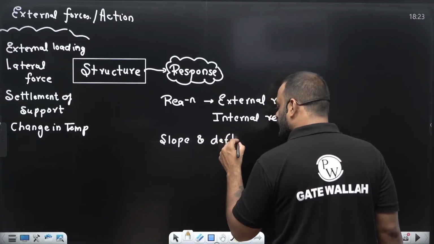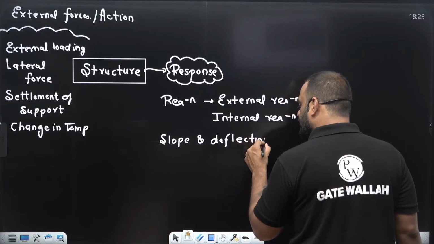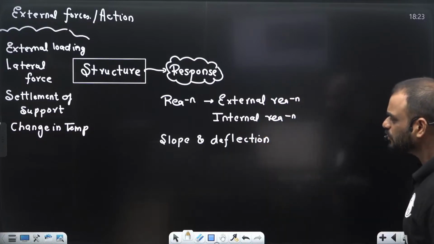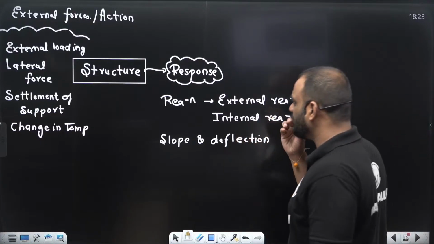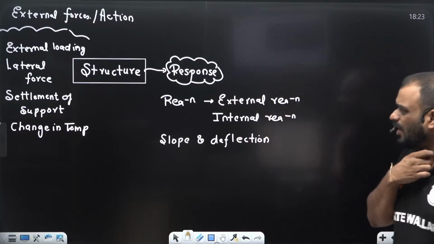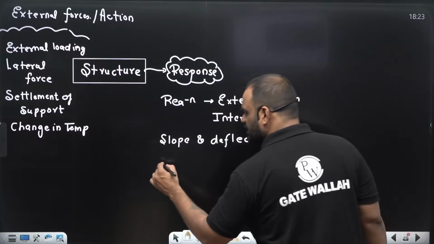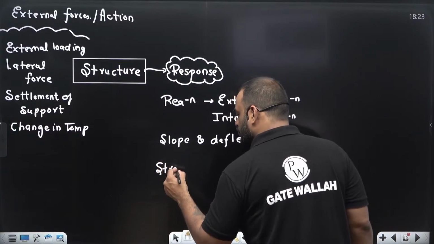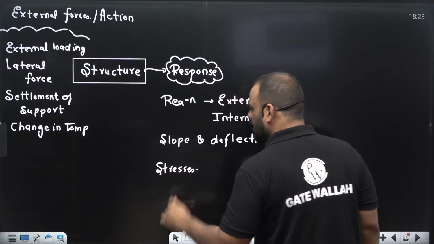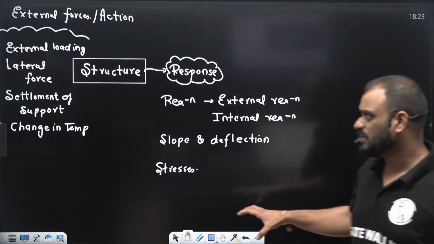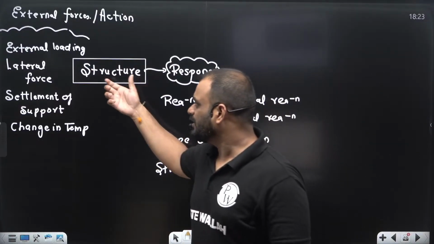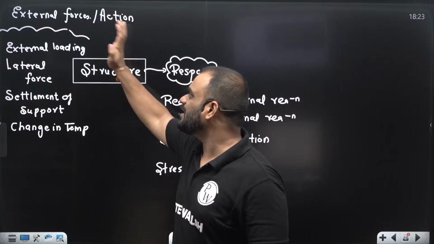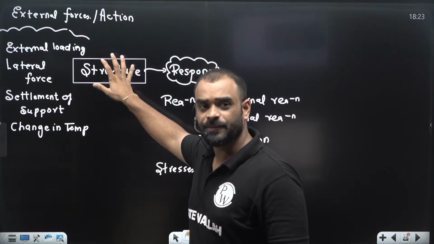Better to use this word: slope and deflection, right? So these are general responses which may be developed in a structure. And stresses will also develop, we know that, guys. Let us write it down. Stresses, right? So these are basically the responses which are developed in this particular structure when you have any kind of action which is applied over it.